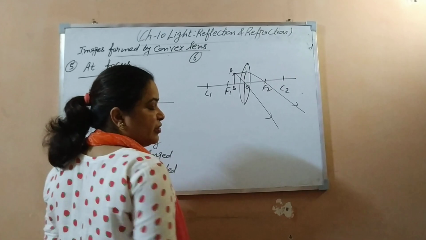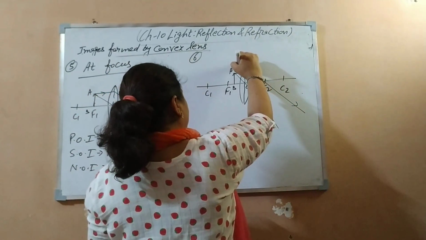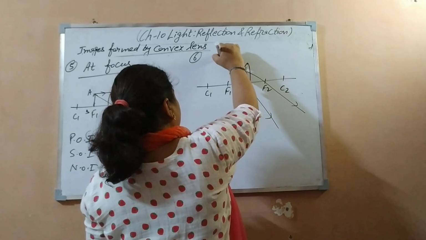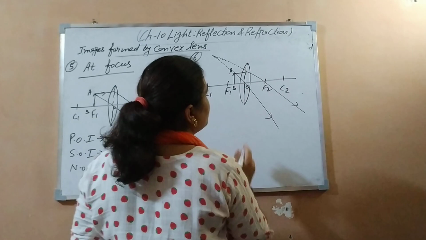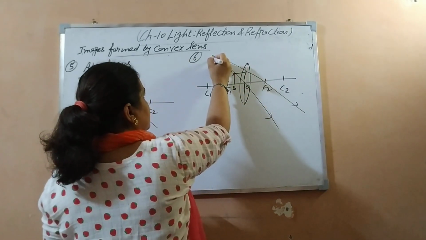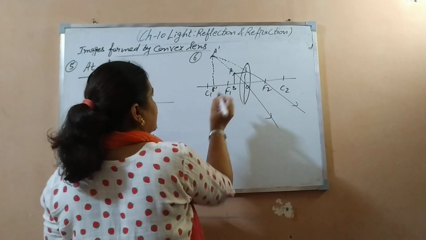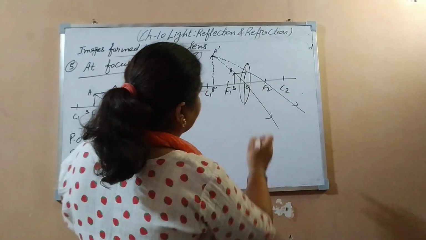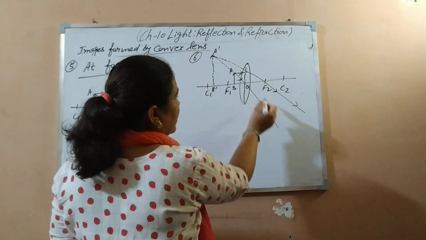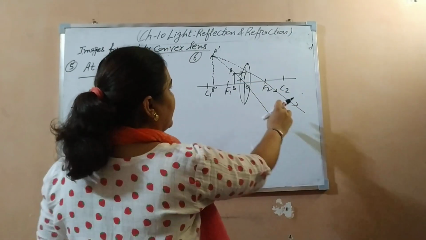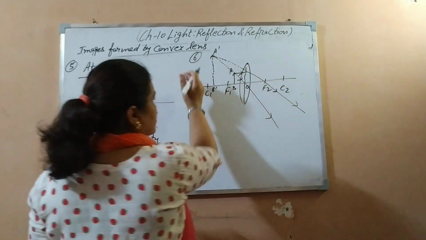So what are we observing? They are diverging. So when we produce them backside, straight, this ray also, they appear to meet on the same side. So what have we got? An enlarged image on the same side. What does it mean? What is the real phenomenon going on? The parallel ray passes through the focus, and the other goes undeviated through the optical center. But when we produce them back straight, clear? You will get the image on the same side.